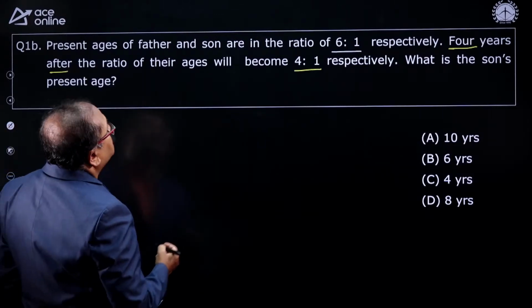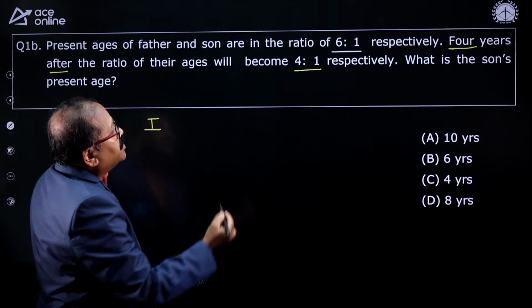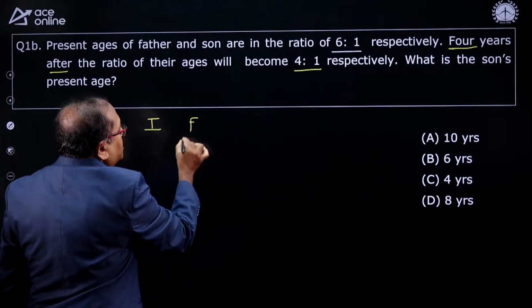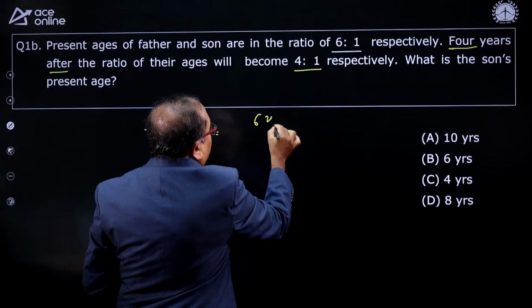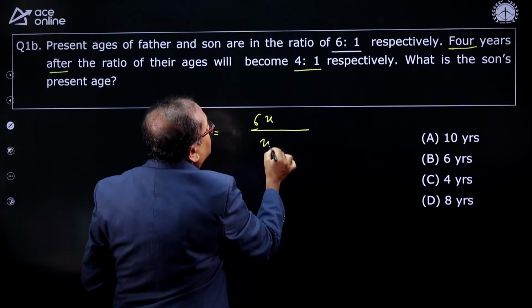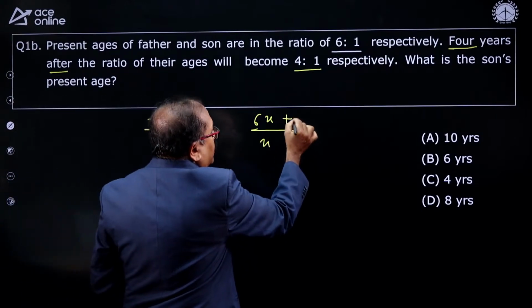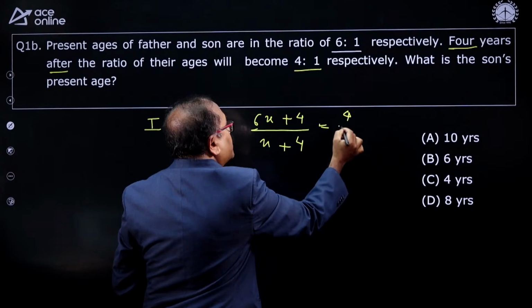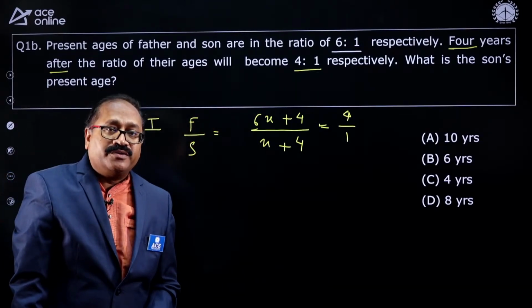Now, what I noticed here, there are two ways to answer the question. Method 1: let's take the father and son. I will consider the father's age as 6x and the son's age as x. It is said that after 4 years, I will add the 4 over here, and the ratio becomes 4:1.